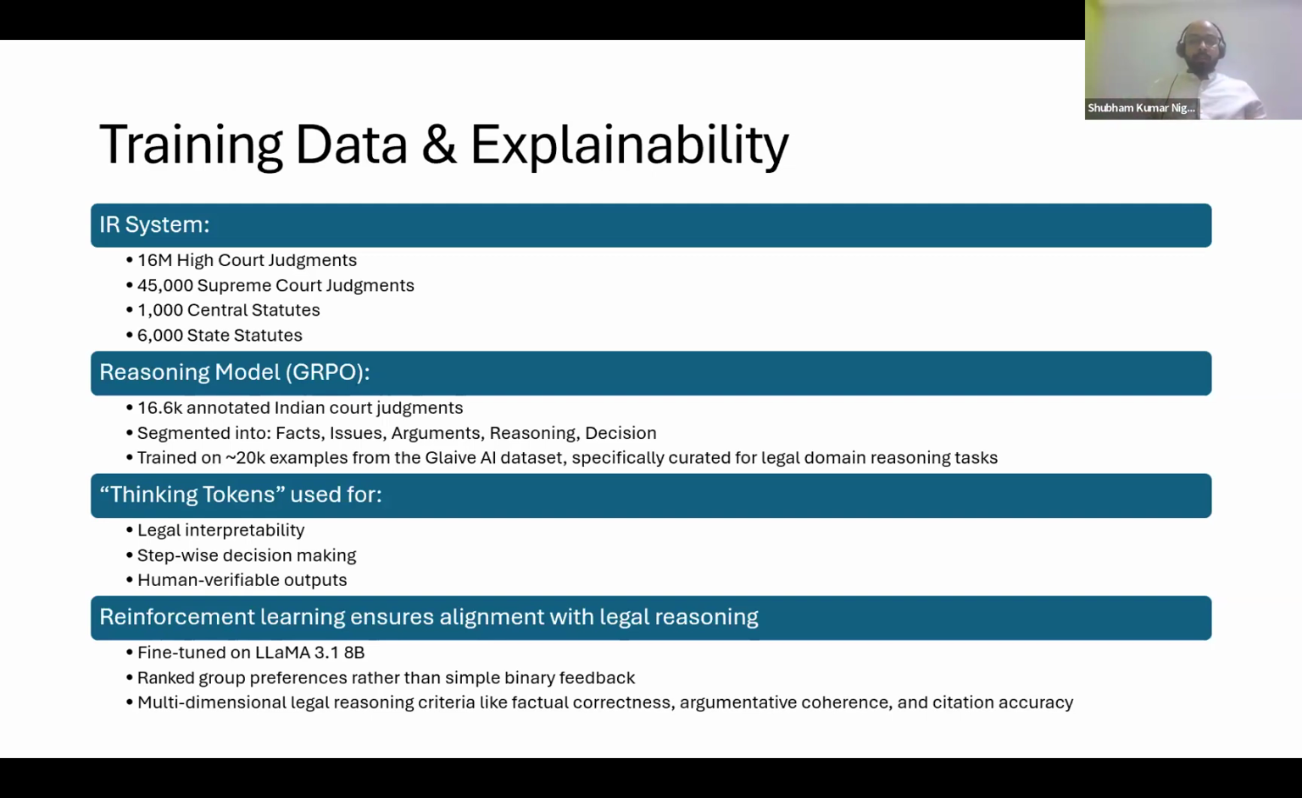And for the thinking token, we use legal interpretability, which also gives stepwise decision making, like issues, all those things, as I told you earlier. And at the end, we also provide the legal outcome as well as the reasoning.